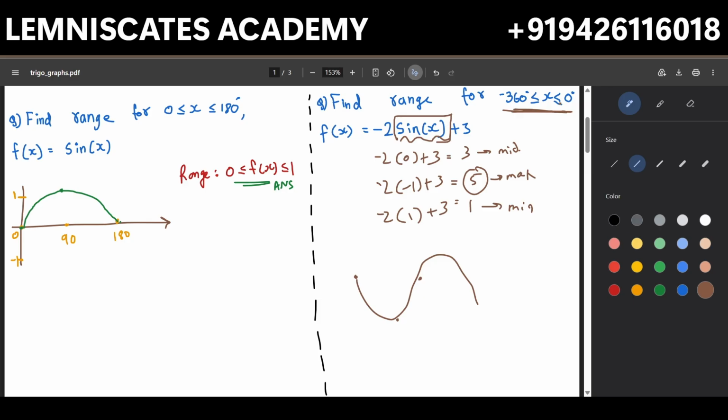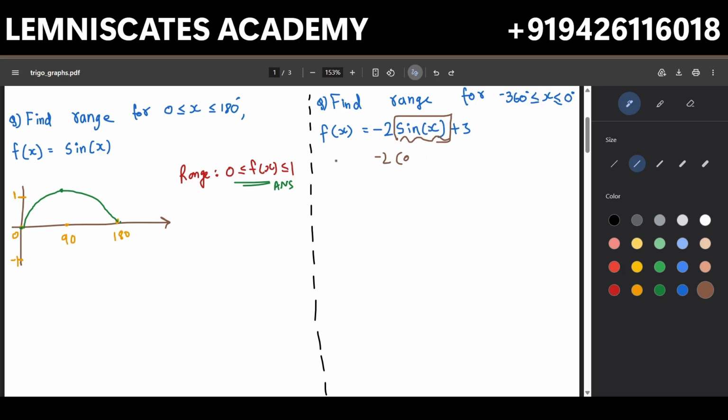So this is the summary, but let me take you through the entire process step by step. So the first thing I'm going to do is write the values for my y maximum.